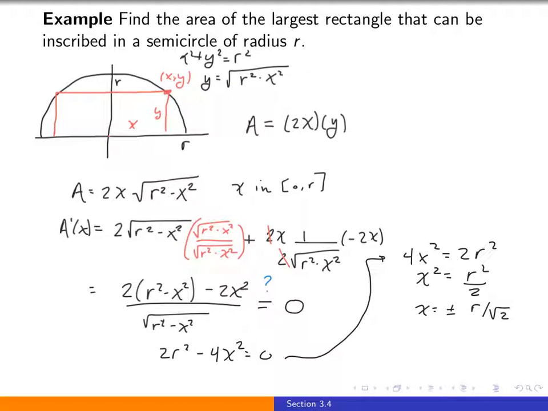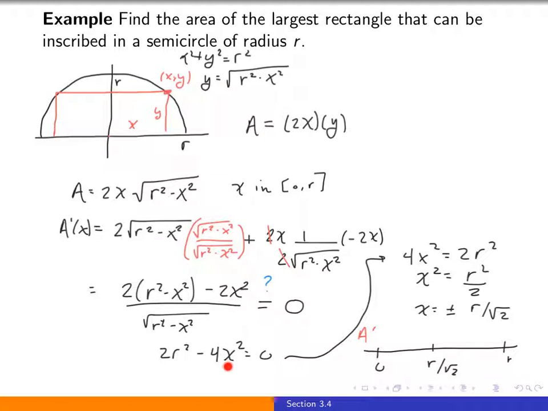In terms of our problem, x is positive, so only one of those is in our interval of interest. So we're going from 0 to r, and we have the critical point, r over the square root 2. And we want to think, what is the sign of the A prime function doing at this critical point? So coming back to our simplified version of A prime, we see that the bottom is a square root and always positive. So it's just the numerator that's going to determine whether A prime is positive or negative.